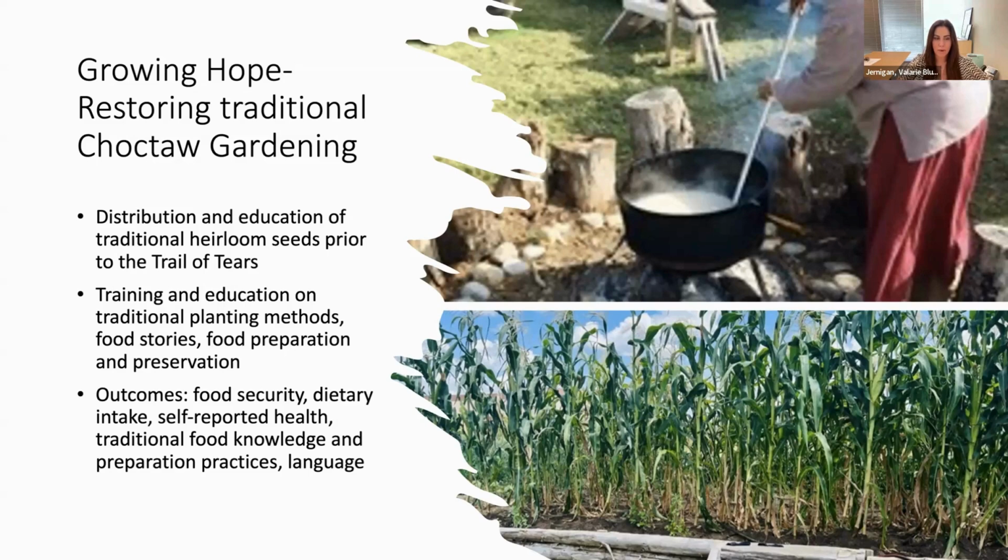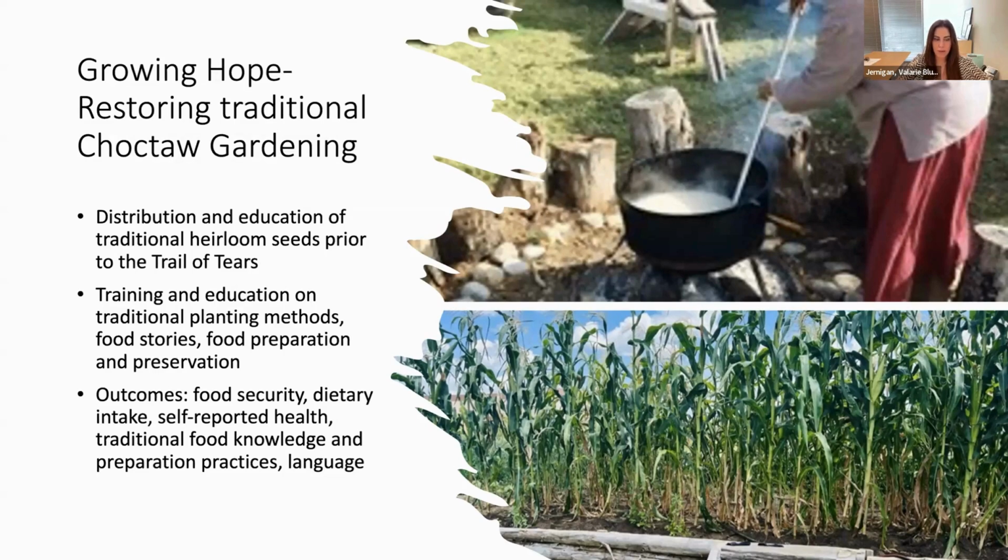Oklahoma. And so Choctaw Nation is distributing some of these heirloom seeds, teaching us about our history, our stories, our traditional foods, and helping us to learn how to plant traditional Choctaw gardens, which are a big part of our culture, as well as sharing food stories and food preparation and preservation knowledge.